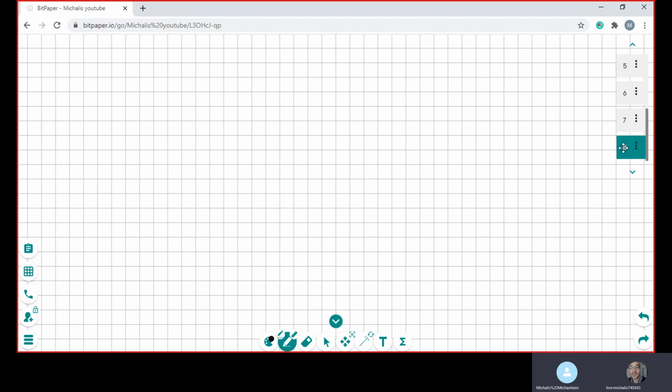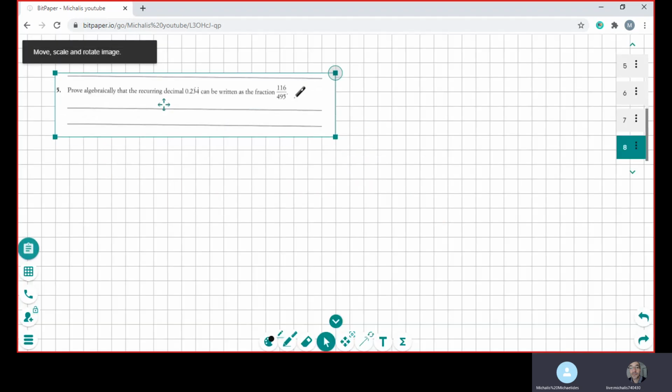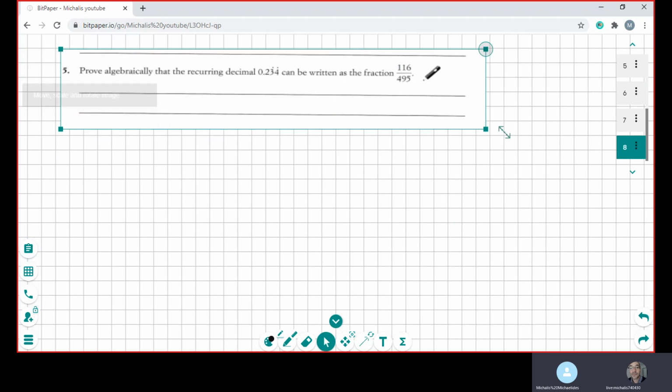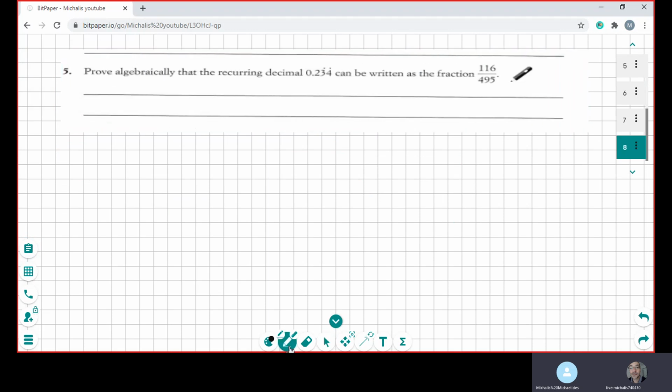So the next exercise, we need to prove algebraically that the recurring decimal can be written as a fraction. So we need to find a way to change recurring decimals into fractions. The method I use is to find a way to eliminate the recurring decimals. The decimal in this case is 0.2343434 and I make this recurring decimal x.